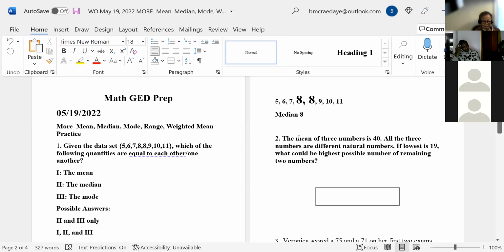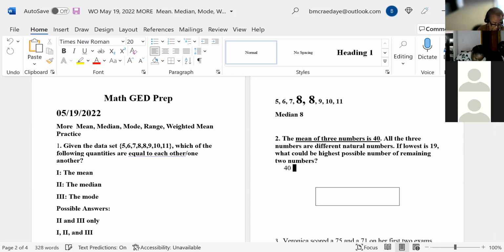If the mean of the three numbers is 40, which means divided in 3. How was that calculated? What's your total if you get a mean of 40 for three numbers? I think if you're looking at it, 40 times 3. That's it, Michelle. 40 times 3. That's your total, right?